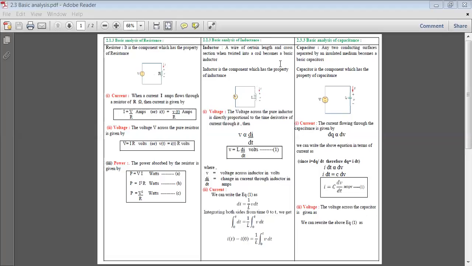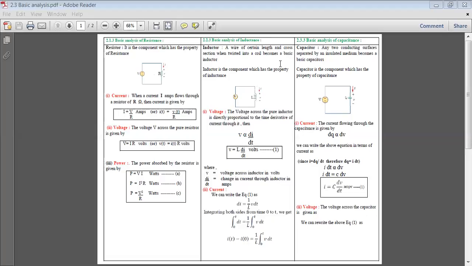What is the voltage across the inductance? V is equal to L into dI by dt. Now come to the current equation. We can write equation 1 as dI is equal to 1 by L into V into dt.